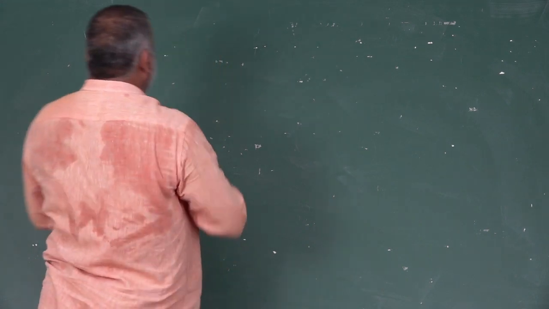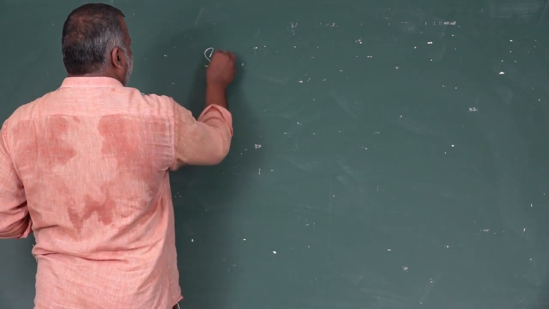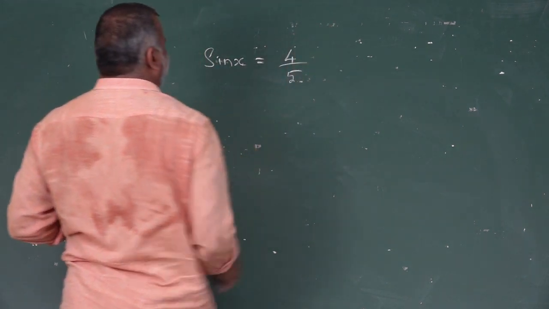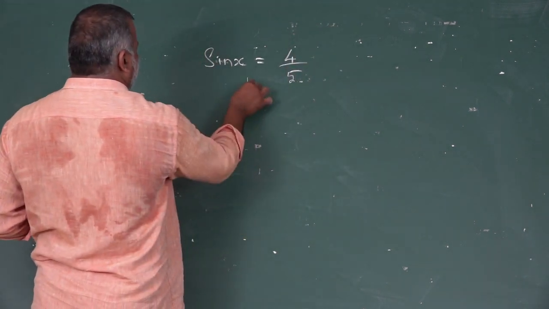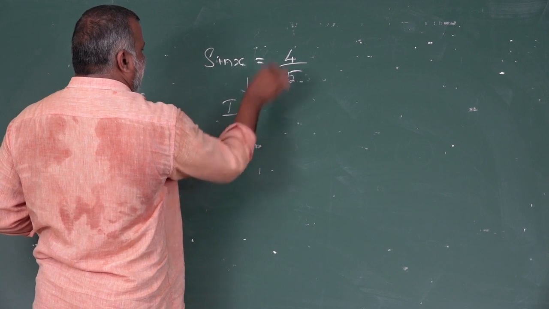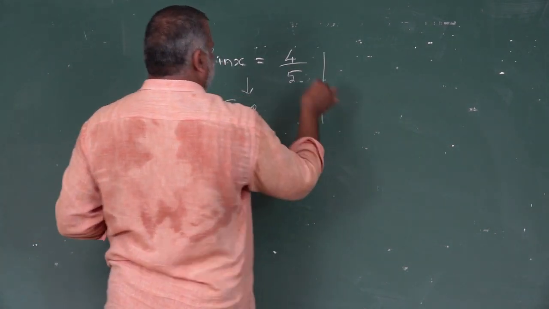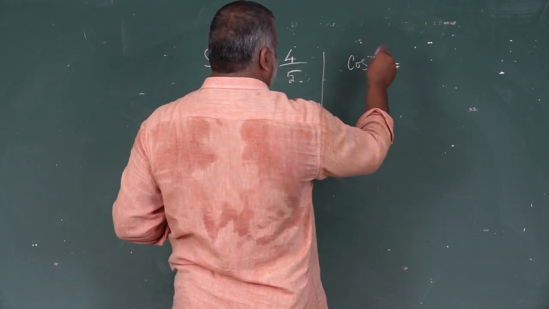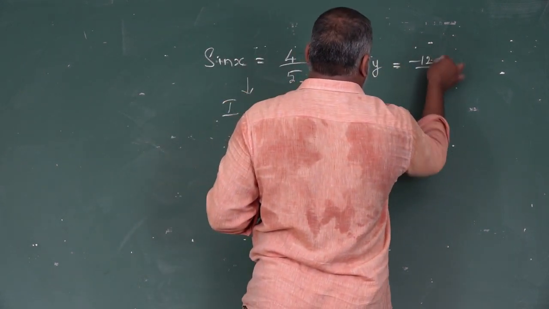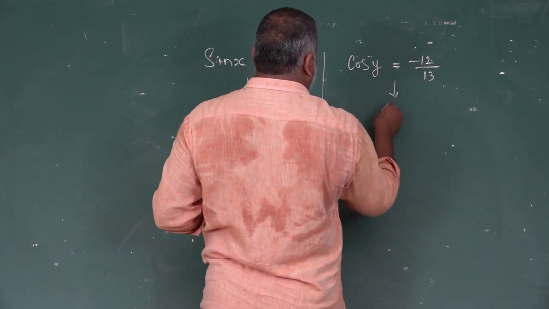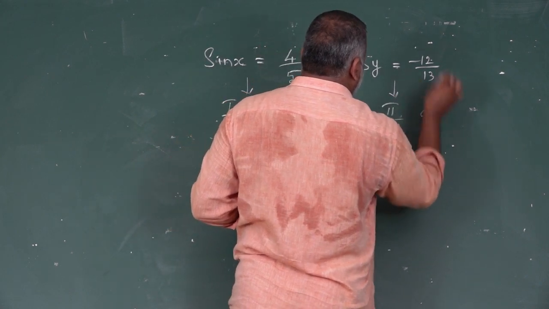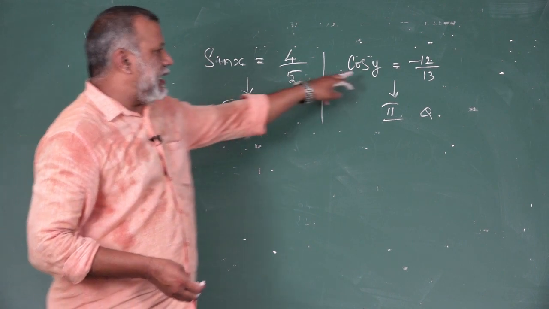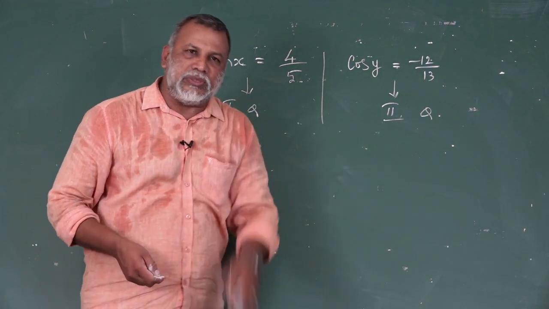Now listen, the same type of one more question. Sin x equals 4 by 5, and it lies in the first quadrant. They are giving it like this. Cos y equals minus 12 by 13, and it lies in the second quadrant. They are directly saying it lies in the first quadrant, it lies in the second quadrant. You are able to check.